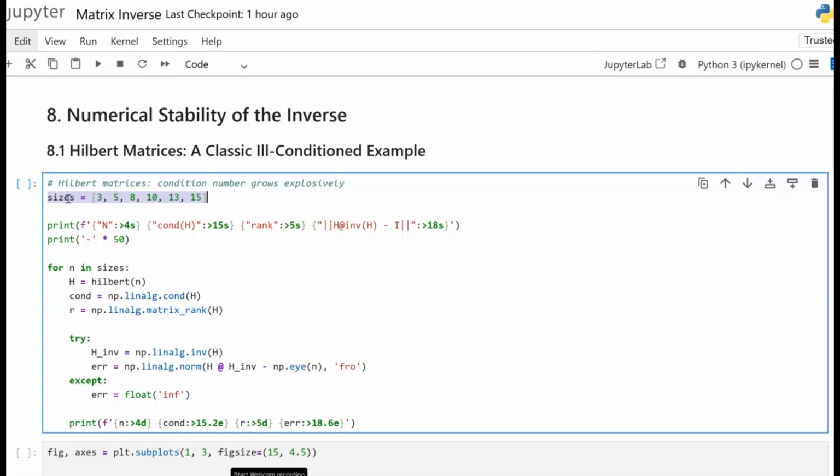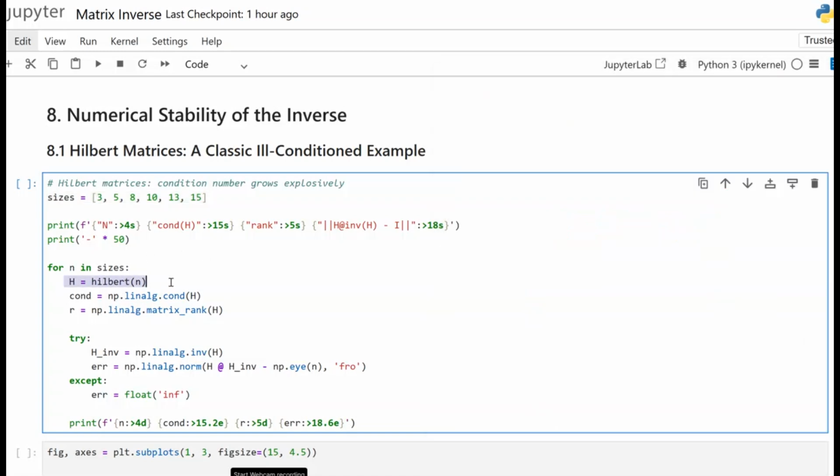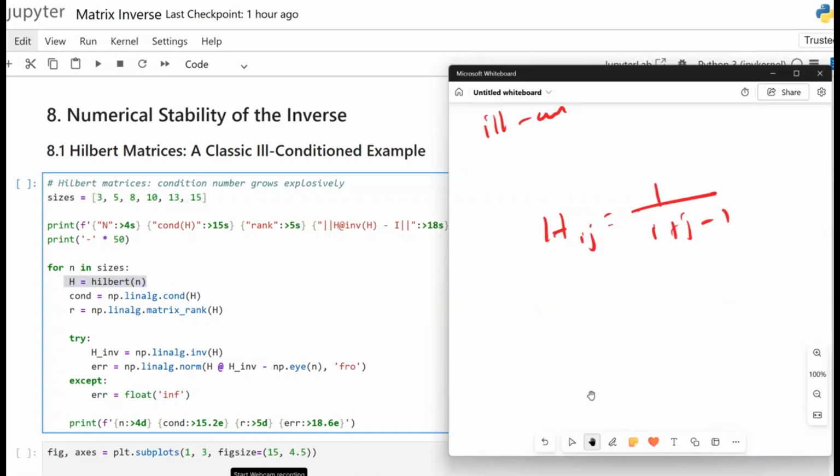Let me define the Hilbert matrix equation: H sub ij equals 1 divided by i plus j minus 1. H is the Hilbert matrix of n. Kindly observe an example of a 3 by 3 matrix. The matrix here would be 1, 1/2, 1/3; then 1/2, 1/3, 1/4; then 1/3, 1/4 and 1/5.